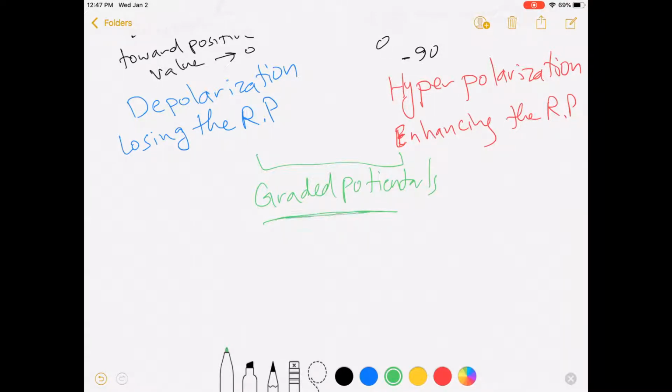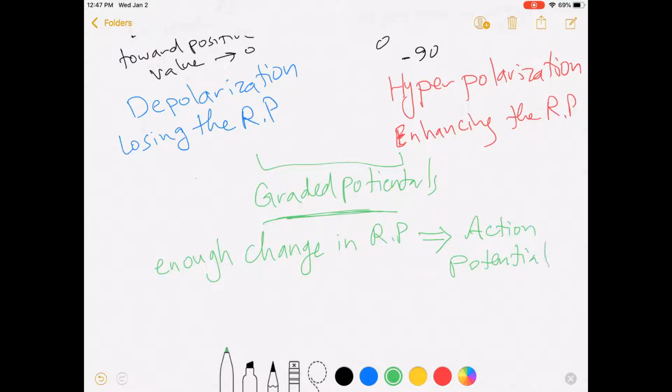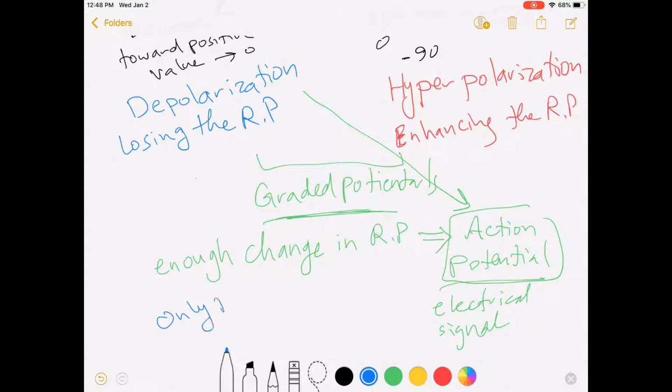So these sounds are the graded potential. But when the engine starts, it means there is enough fuel, or in our example, there is enough change in the resting potential that would lead to the action potential, which is the electrical signal. And action potential is a result of depolarization only. So only depolarization, I'll write it in a different color, will lead to action potential. Only depolarization will lead to action potential.